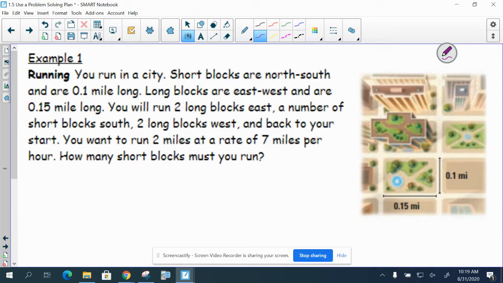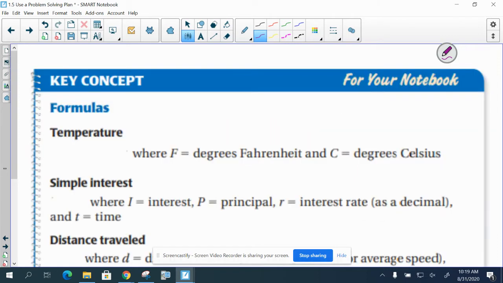So let's look at our first example. Actually, you know what, let's do the formulas first. So for temperature, the formula that relates Celsius to degrees is C equals 5/9 times F for Fahrenheit minus 32.